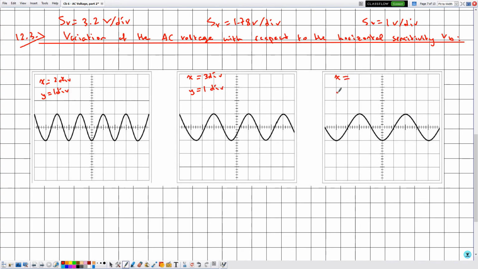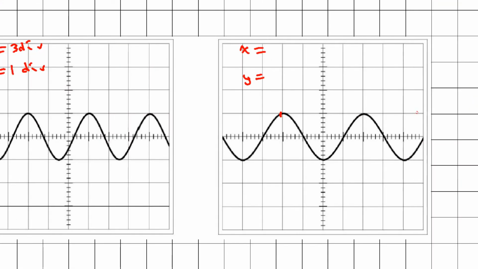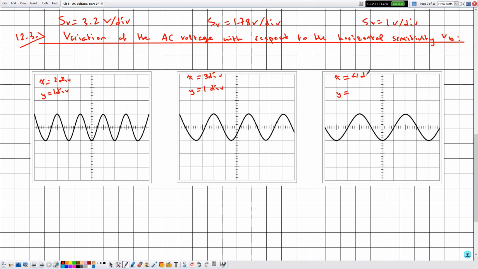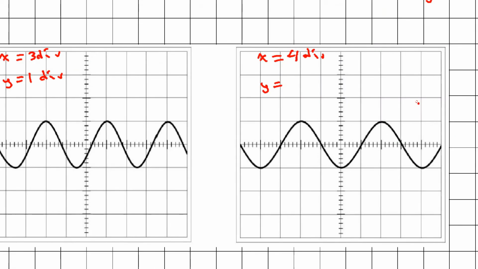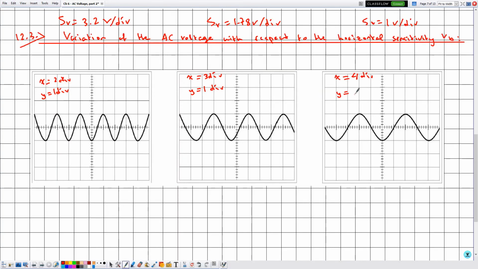This is x, this is y. In this case, x, the number of divisions between two consecutive peaks, is given by 1, 2, 3, 4. And as for y, the number of divisions from the center to the maximum is given by 1 division. This configuration corresponds to VB equal to 2 milliseconds per division. This configuration corresponds to VB equal to 1.67 milliseconds per division. And this configuration corresponds to VB equal to 1 millisecond per division.